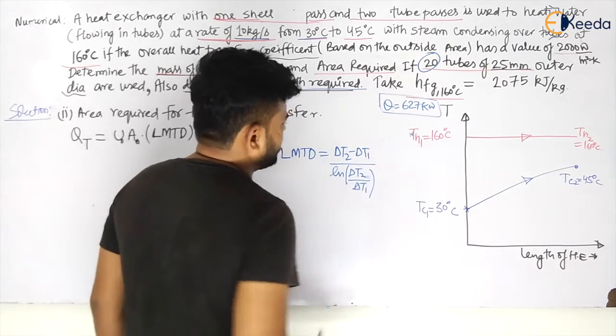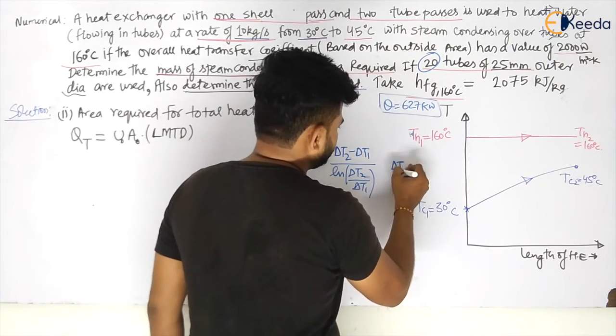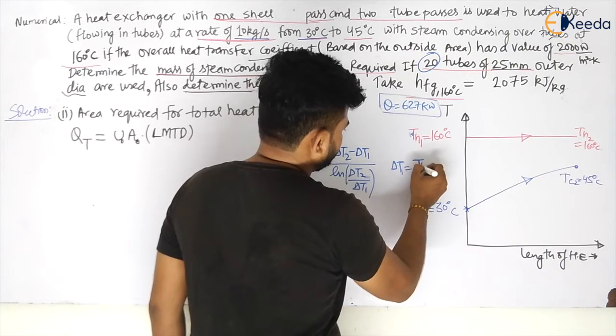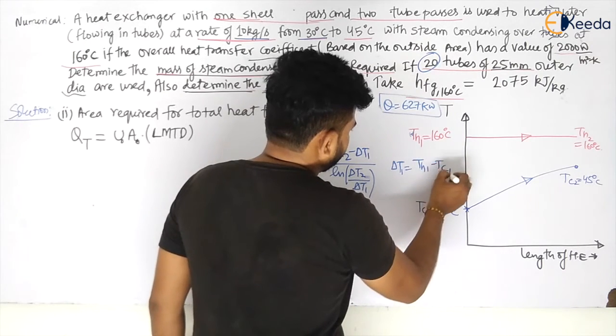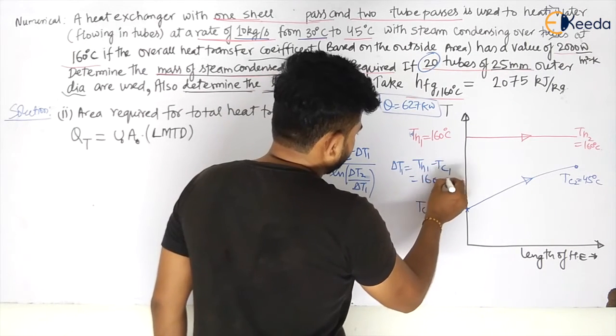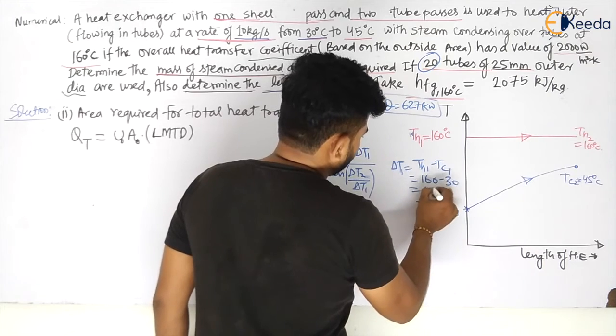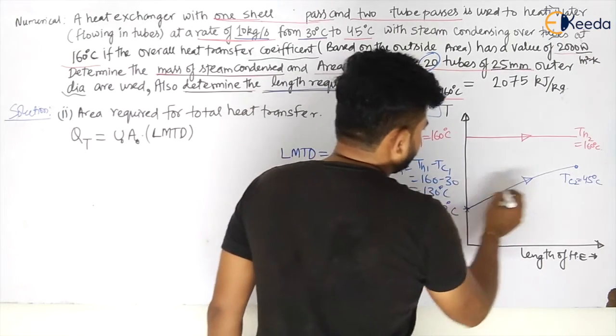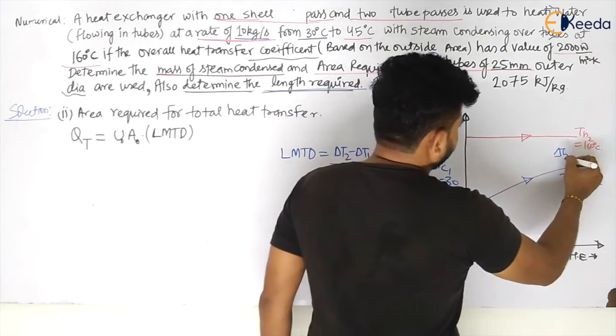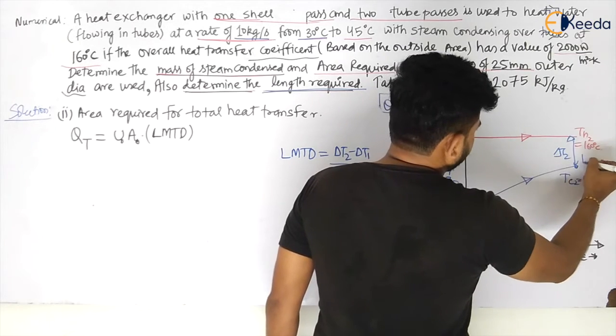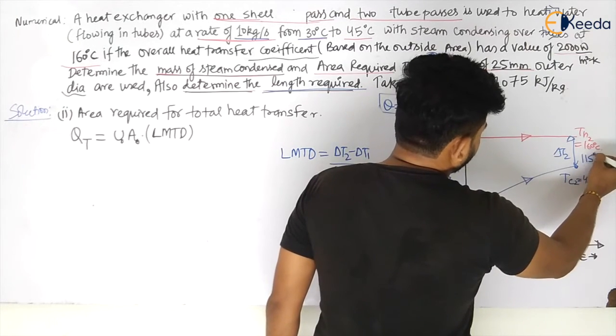Very good. Now what is delta T1, my dear students? Can we calculate? That is TH1 minus TC1. This is nothing but 160 minus 30. This will become equal to 130 degrees Celsius, my dear students. So what is delta T2? The difference of both these. So this will be 115 degrees Celsius, my dear students.